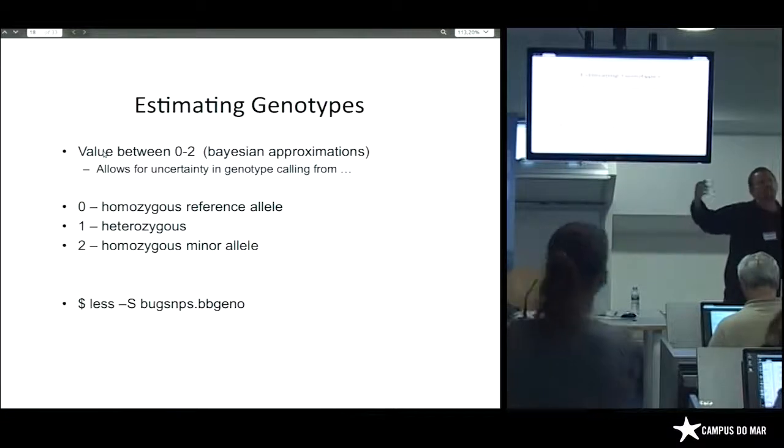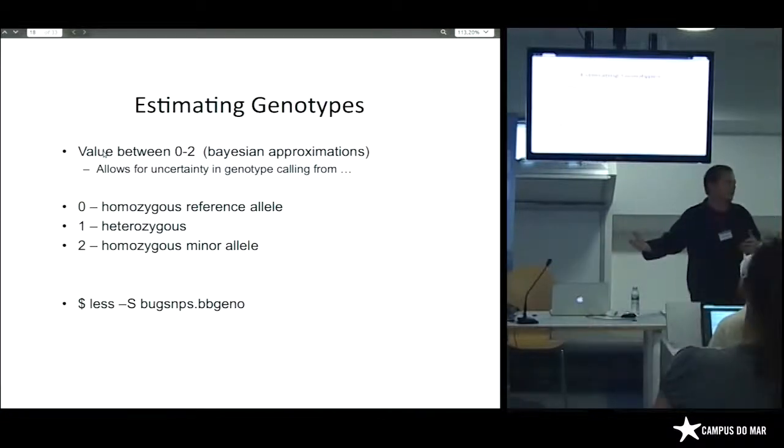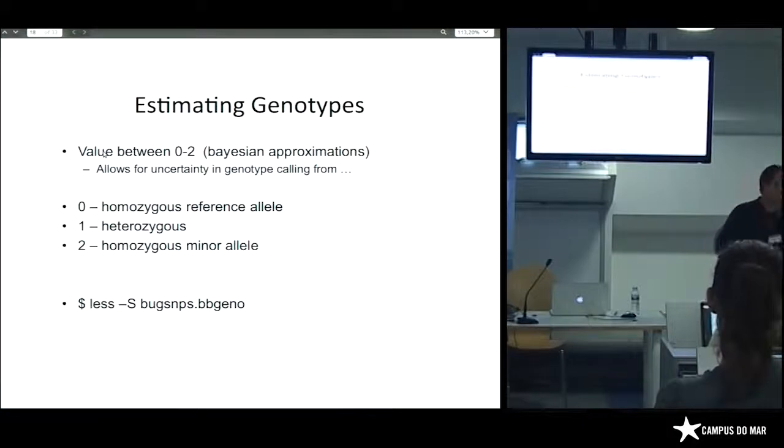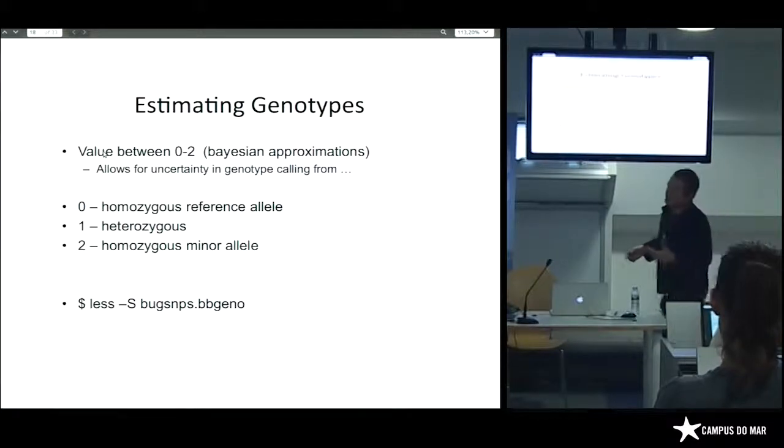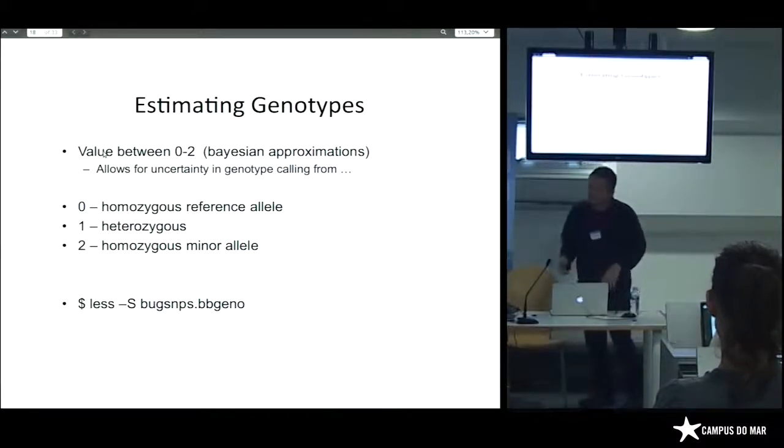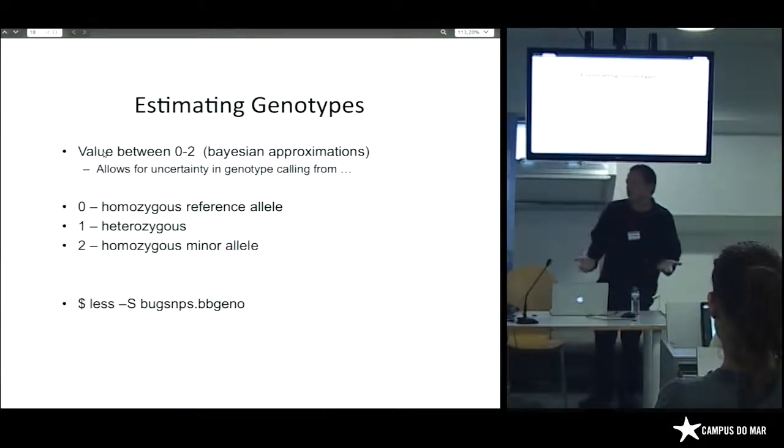We can have 0.1, so it's likely to be a homozygote, but we're not saying it is. And a lot of our pipelines allow for this uncertainty in our genotype calling, which allows us to get away with a little less information and just take into account that we're not certain.